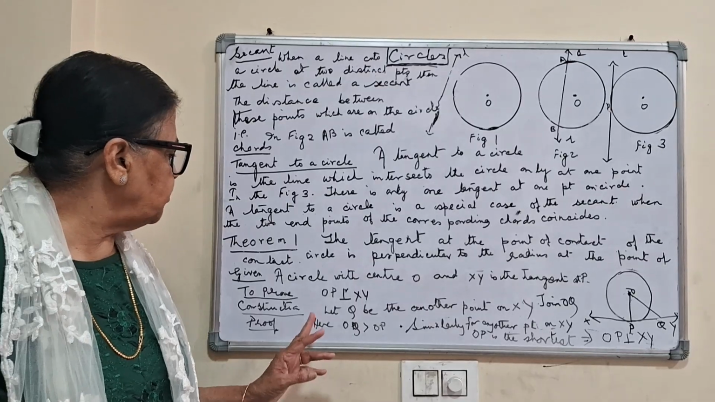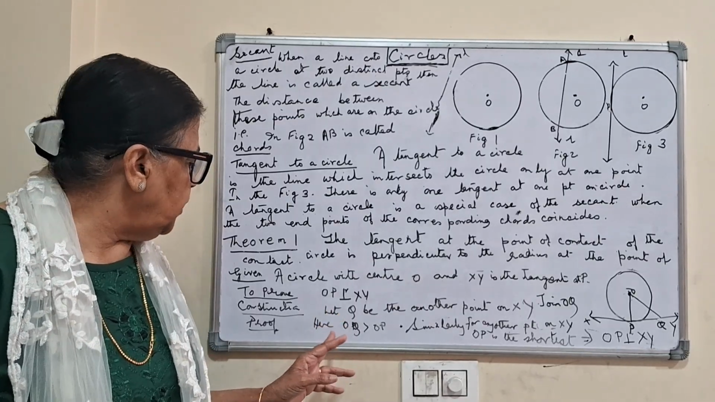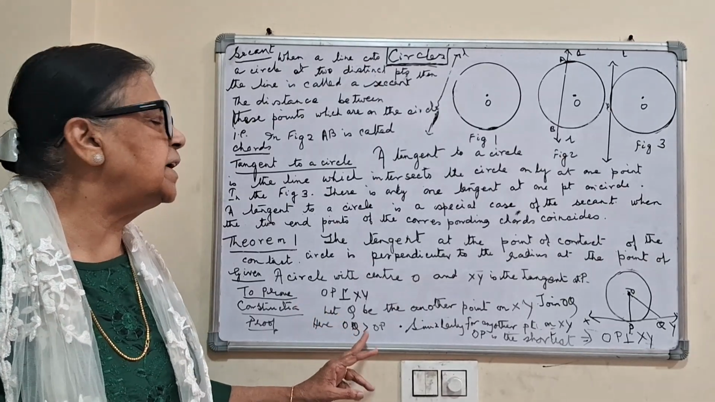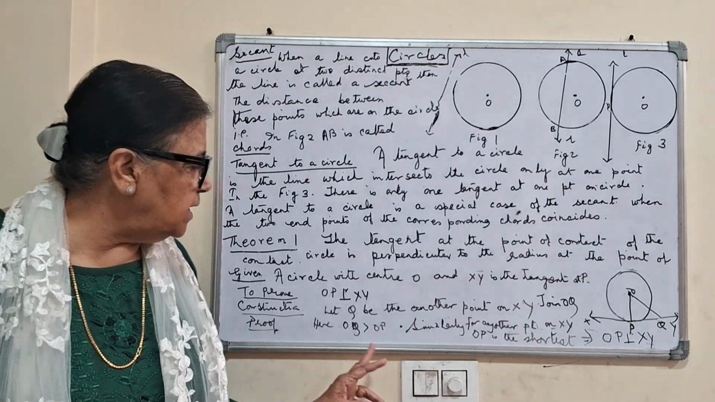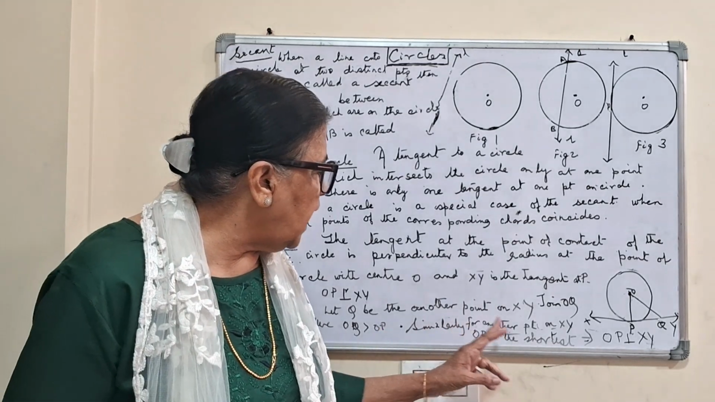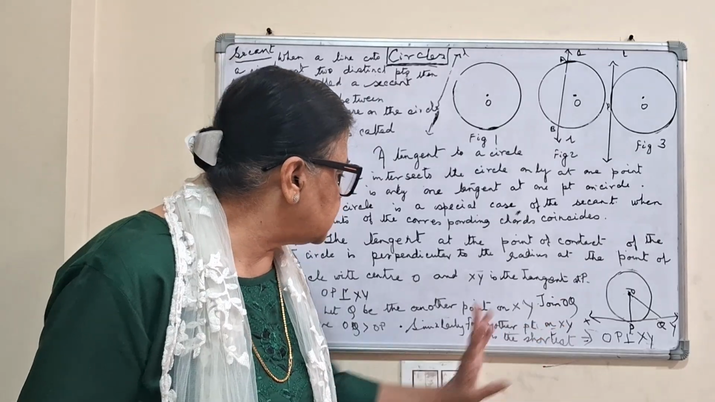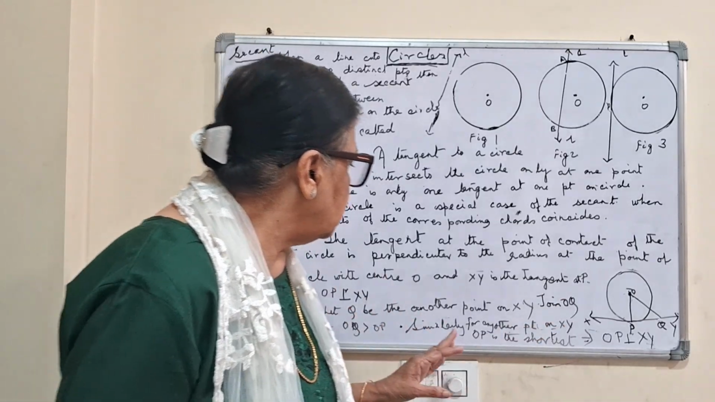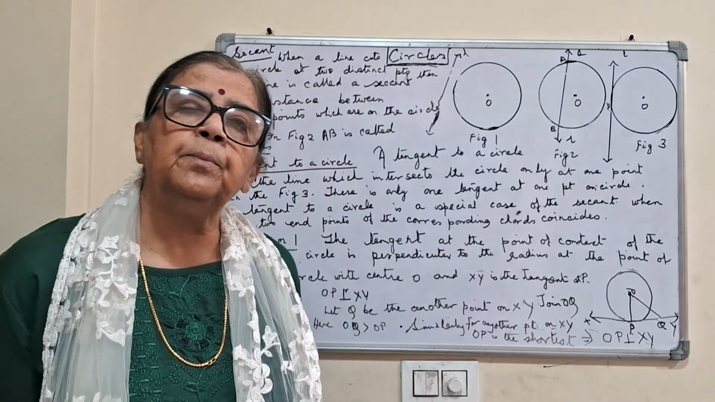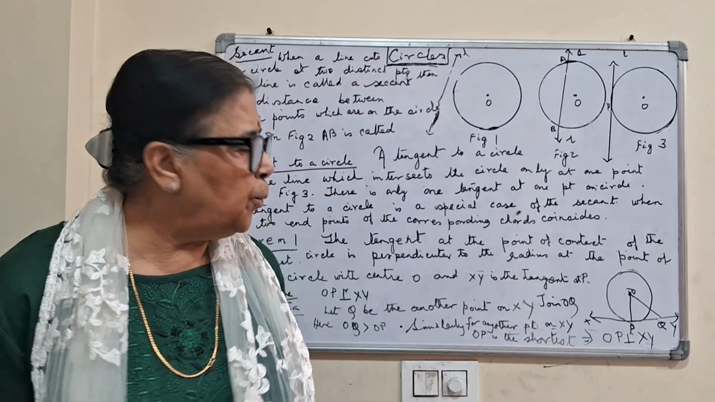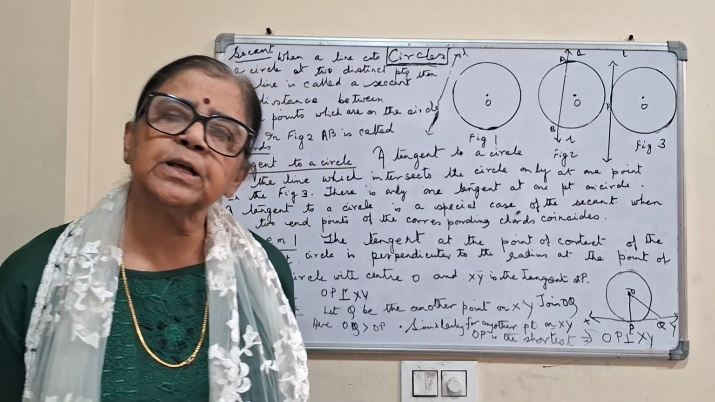So OQ is greater than OP, since OP is the radius. Similarly, for any other point on XY, OP is the shortest. Shortest distance is always perpendicular. Therefore, OP is perpendicular to XY.